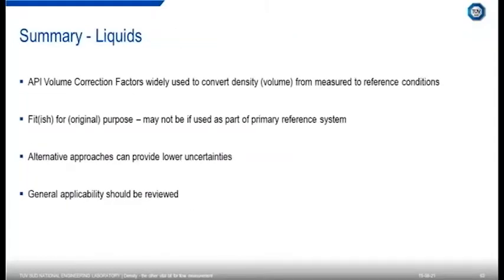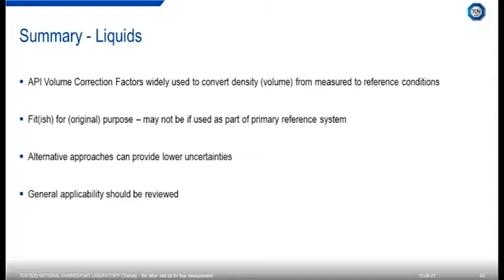So to summarize, for liquid calculation methods, the API volume correction factors are widely used for converting density or volume from measured to reference conditions or vice versa. They are fit-ish for their original purpose, but not necessarily if you're using them as part of a primary reference system.